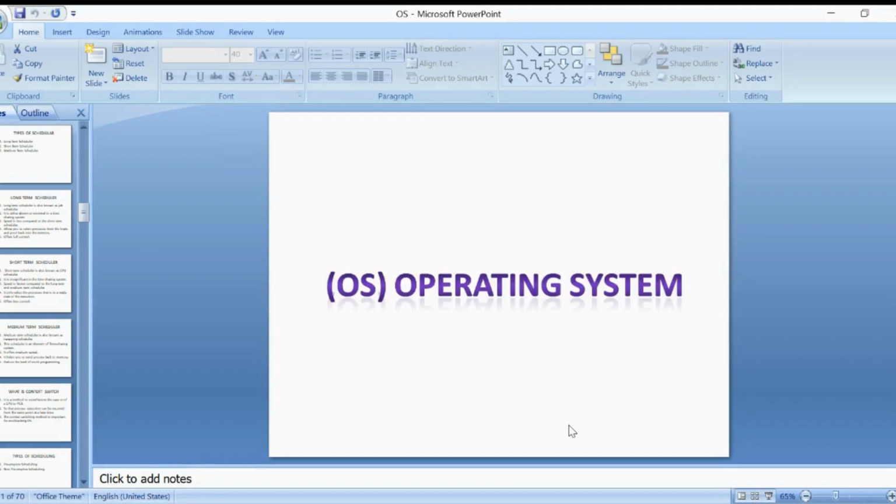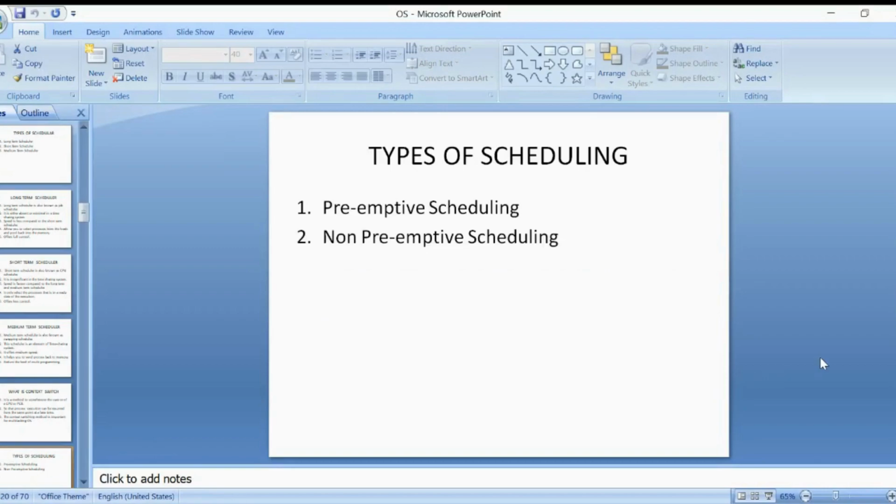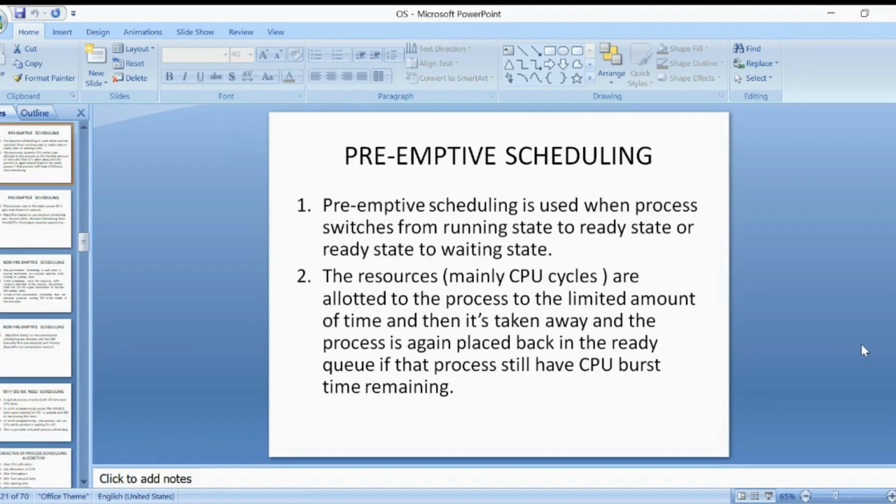In this channel, I am going to tell about many computer science topics from basic to advanced. Today I am going to continue operating system from where I had left. Today I am going to continue from types of scheduling. There are two types of scheduling, preemptive scheduling and non-preemptive scheduling. Coming to the first one, that is preemptive scheduling.